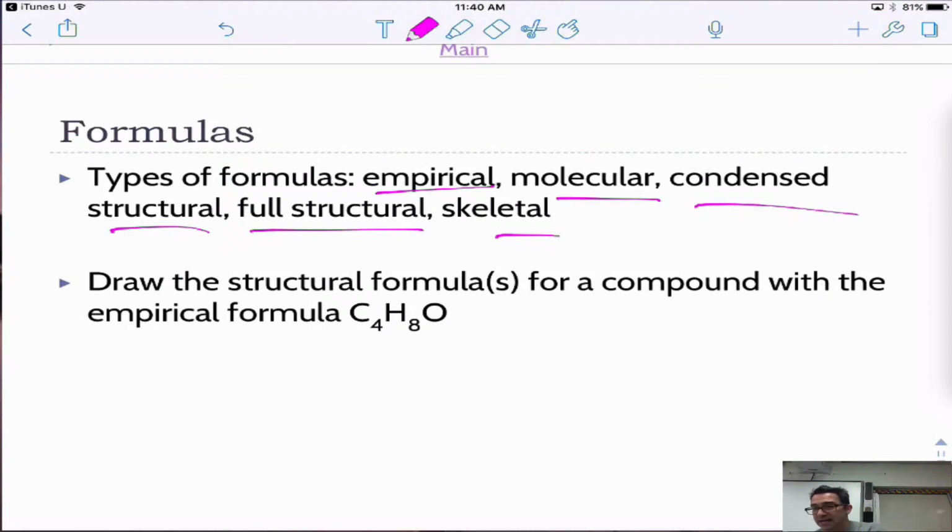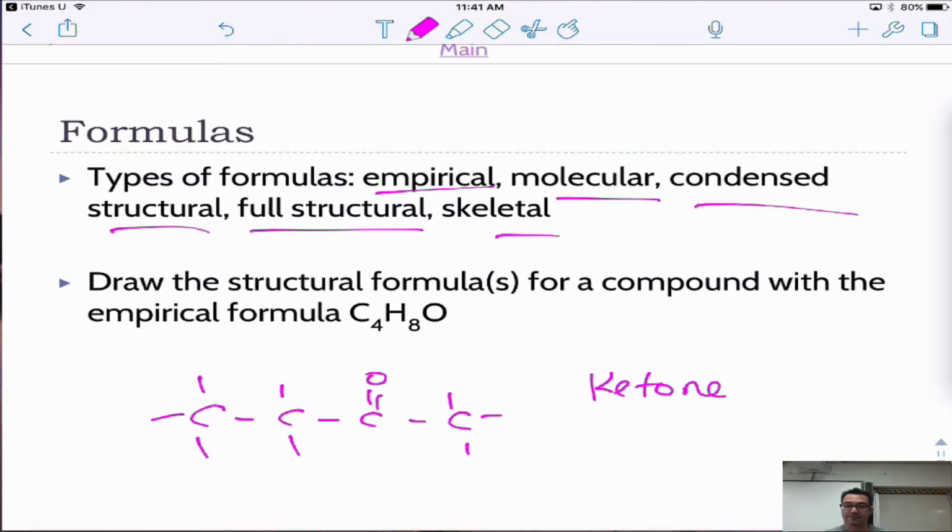I could try and draw this out using the octet rule and figuring this out. I have my 4 carbons: 1, 2, 3, 4. I need 8 hydrogens. To do this, I know I'm going to need a double bonded O here in order to make this work. And I could have something like this: 1, 2, 3, 4, 5, 6, 7, 8. That'll be 8 hydrogens. So that's a structural formula. Maybe you remember this from last year, that this is known as a ketone. And we'll talk about naming these and stuff like that.